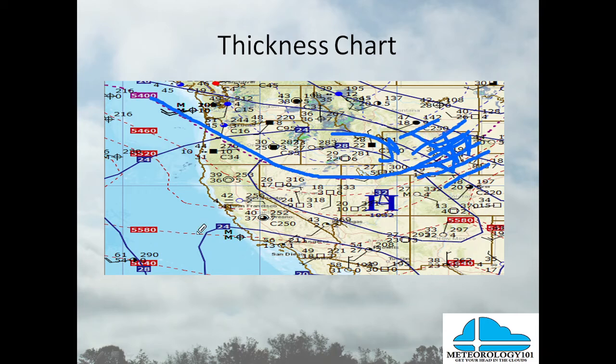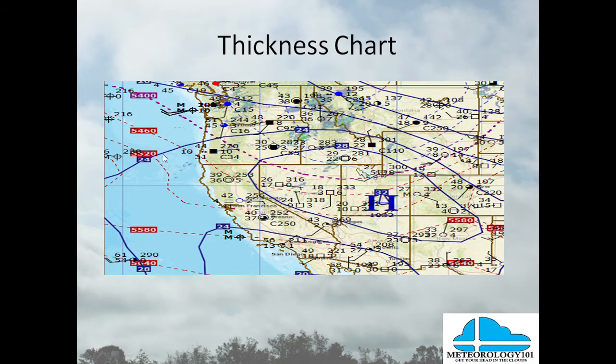So just using the thickness chart, there's so much information you can get off of this. We'll cover the thickness chart in the next video. Right now, this is just an example. So here's our thickness lines. The tightest part of those thickness lines is an indication of a jet stream, and then you get the thickness lines crossing the isobars on the surface, so you can determine if you got cold air advection or warm air advection. That's mostly what we're going to get out of these charts.